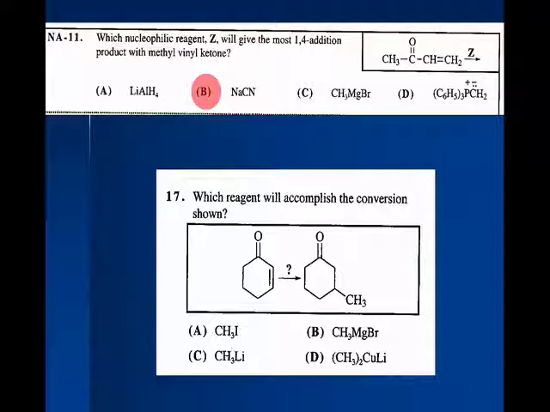Question 17, which reagent will accomplish this conversion? Did I hear B or D? D. It is D. It is the cuprate. When I look at this problem, what I notice is that I'm doing Michael chemistry. I'm adding something to the Michael position or the beta position, right? And so when I look at all those reagents, D is the only one that can do that.